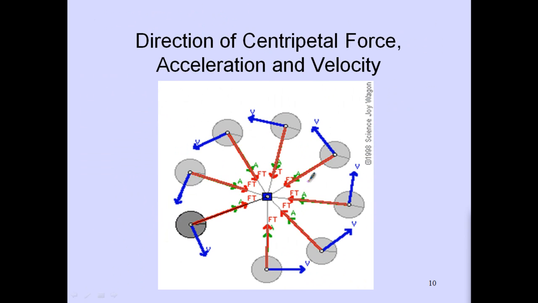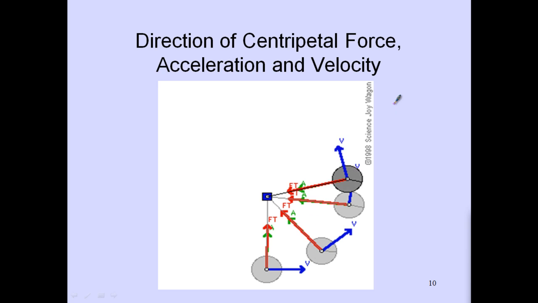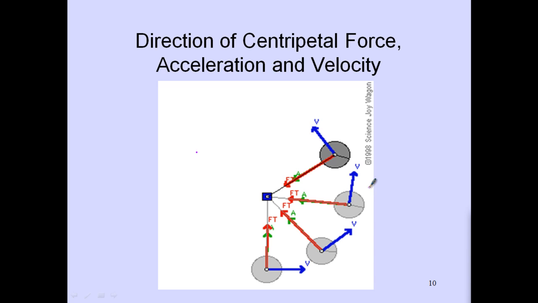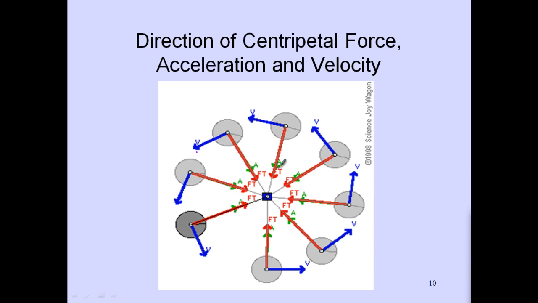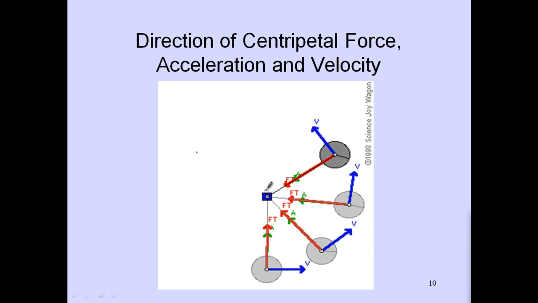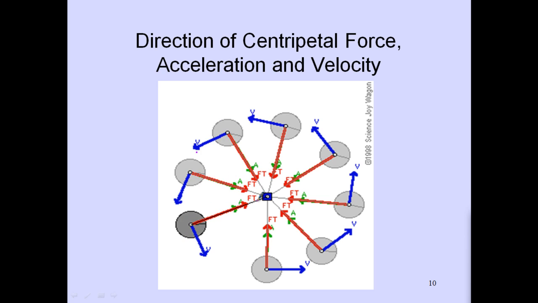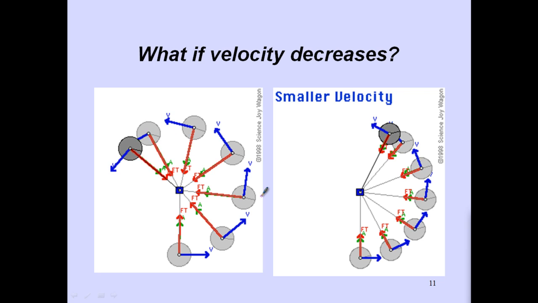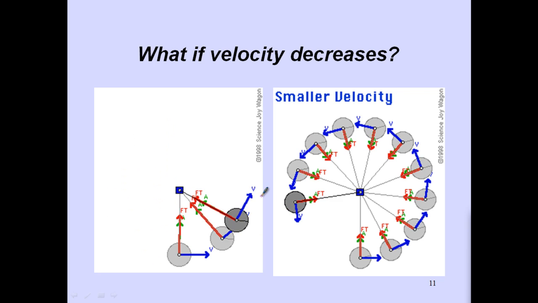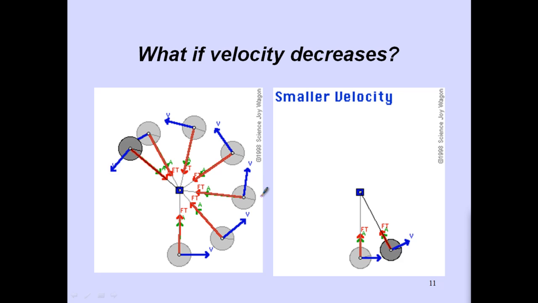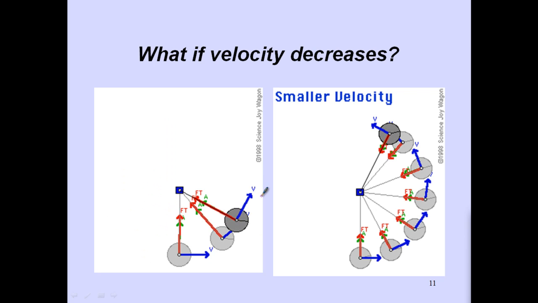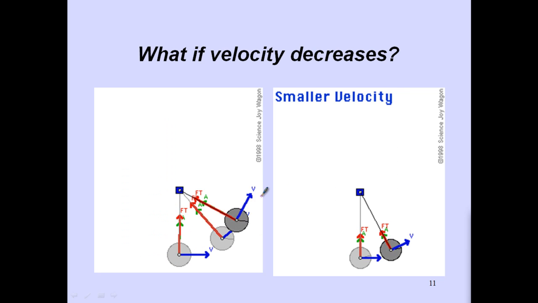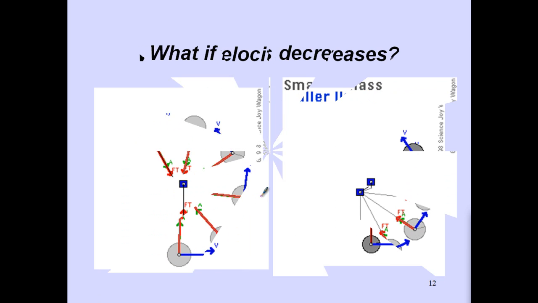So we can see here that our velocity is always changing. It's always pointing in a different direction. And our acceleration and, in this case, tension force, which is a centripetal force, is always directed towards the center. If we have a smaller velocity, the period is just longer. It takes a lot longer to go around that circle. So if we're spinning a ball on a string, it's going to take a little longer to go around the circle with a smaller velocity, which makes sense.